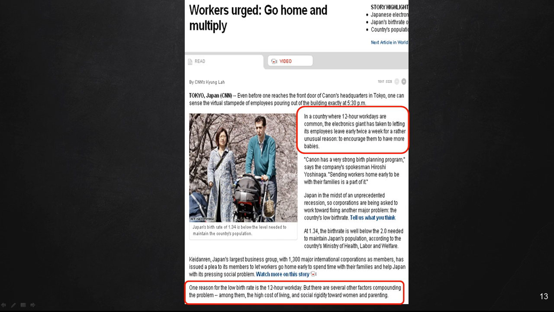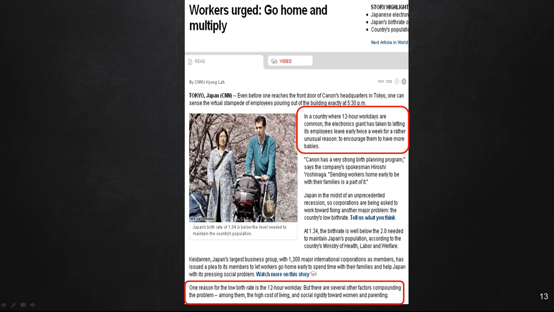So Japan has experienced similar problems. Here we have a country where 12-hour workdays are common. The electronic giant has taken to letting its employees leave early twice a week for a rather unusual reason, to encourage them to have more babies. So one reason for the low birth rate is this 12-hour workday, but there are several other factors compounding the problem. Among them is the high cost of living, the social rigidity towards women, and parenting.